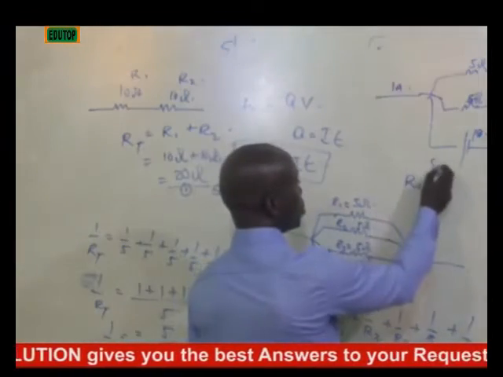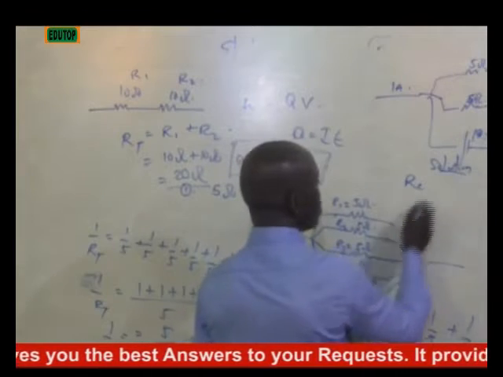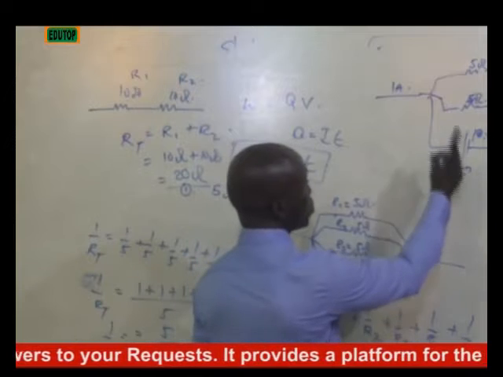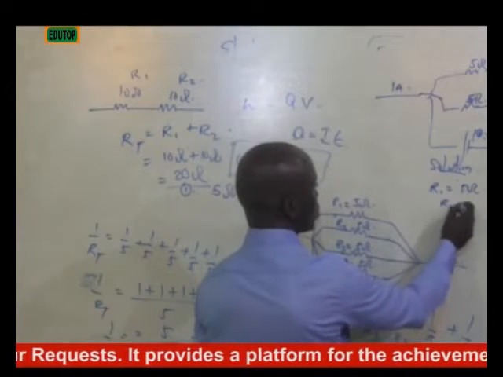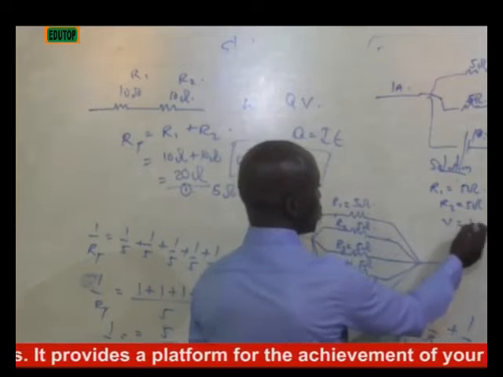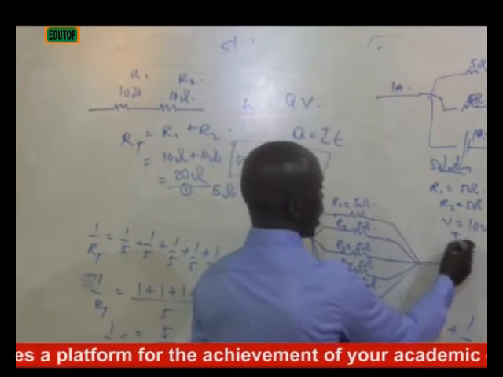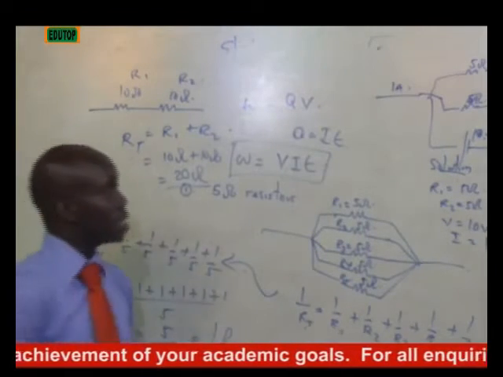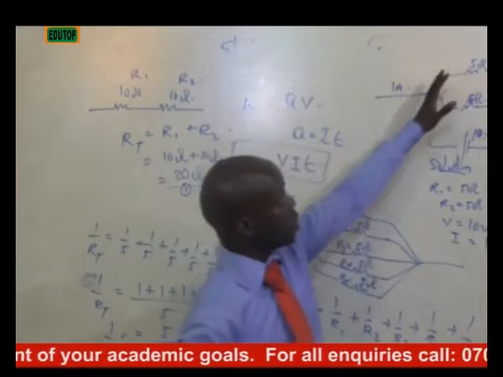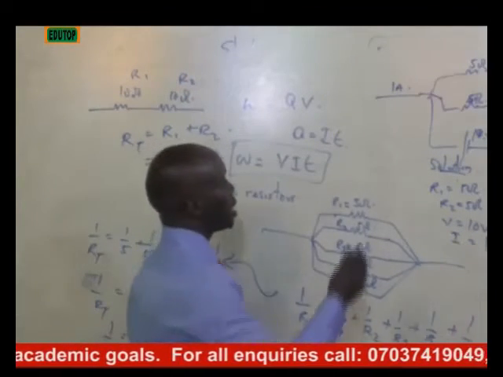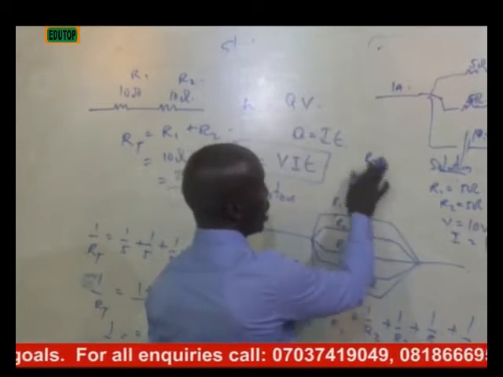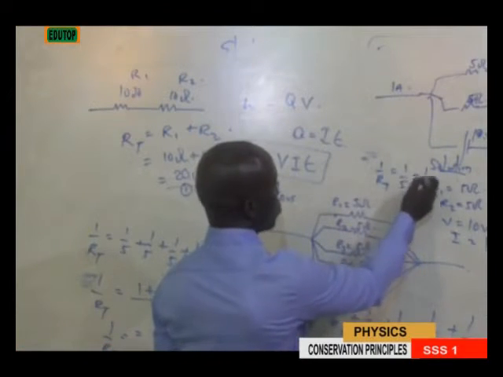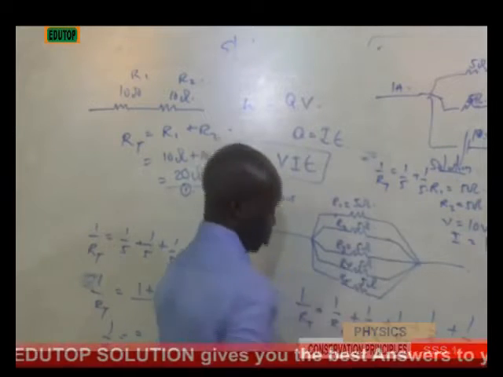Here we say solution. And in physics, whenever you have a solution, you must write out the parameters. Number 1, R1 is 5. R2 is also 5. Your voltage is 10. And your current, I, is 1 amp. So for you to solve that, we must get our total resistance. This is a parallel connection, so 1 over R total equals 1 over 5 plus 1 over 5.